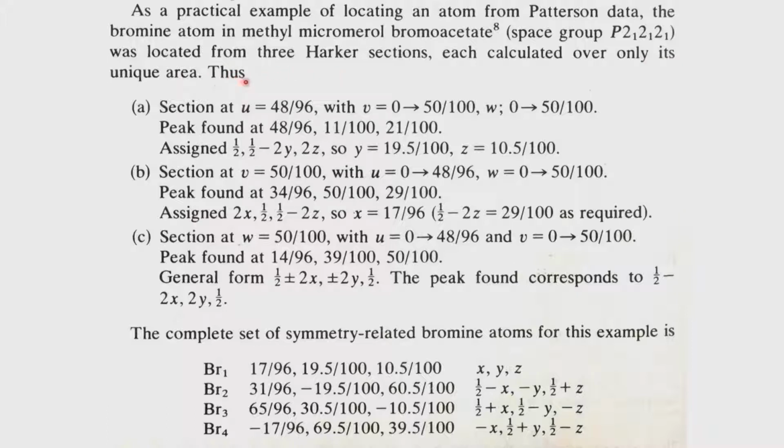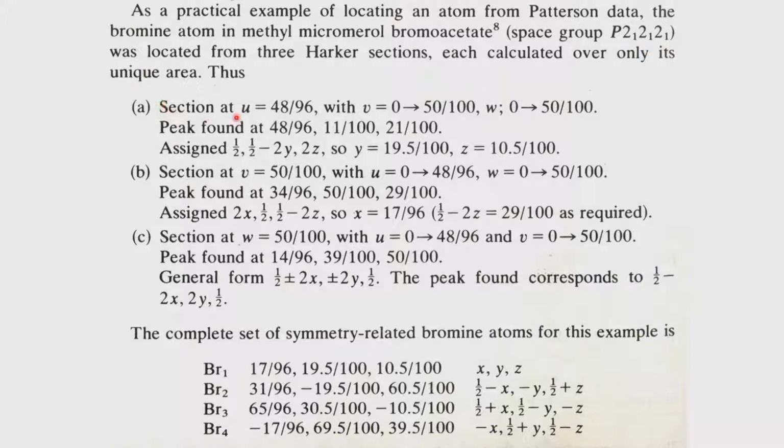That means we calculated the Patterson maps. We did not have to calculate the entire 3-dimensional Patterson map, because we had already determined the space group earlier on by looking at the distribution of the HKL reflections once we had the data. So the space group is P212121, and so we know that there are 3 Harker sections. So we look at the 3 Harker sections.